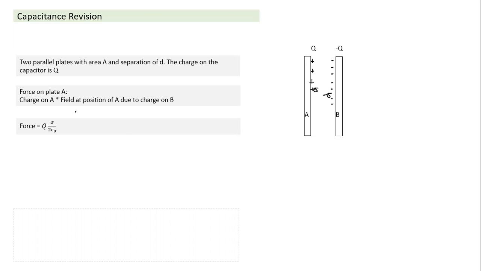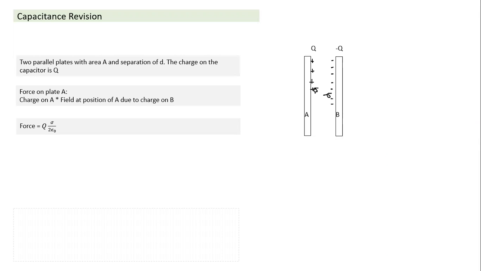And how do we write here? Force on plate A will be equal to charge on plate A multiplied by field. When we calculate field at the position of sheet A, we calculate the field due to charge on plate B. So field at the position of A due to charge on B.